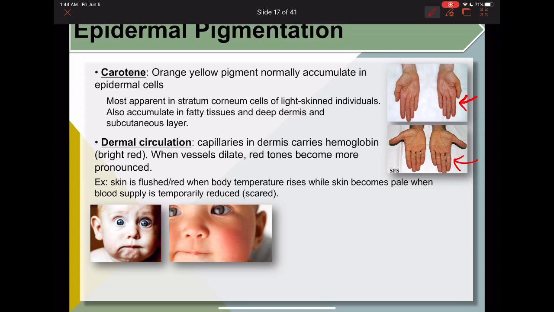On the other hand, if blood supply is not enough, for example in the case of anemia, people with sickle cell anemia or any type of other anemia, not enough blood, and now you have less blood going through blood vessels in the skin, then of course skin will appear more pale. So this is rosy cheeks right here, and this is pale cheeks, okay?